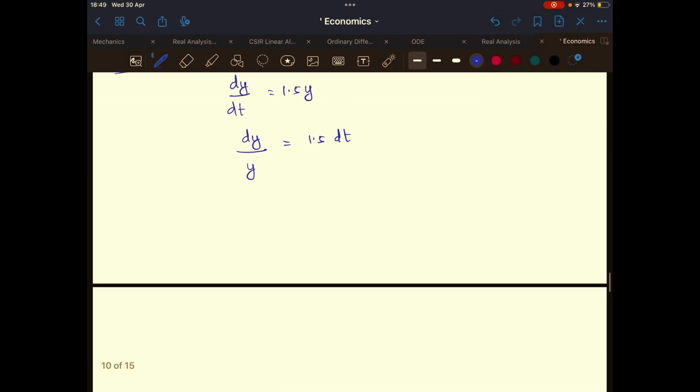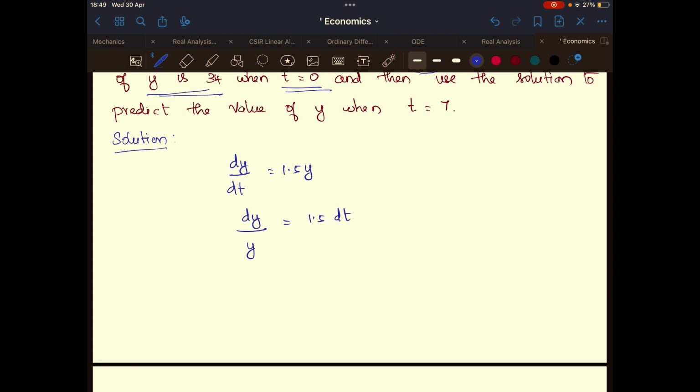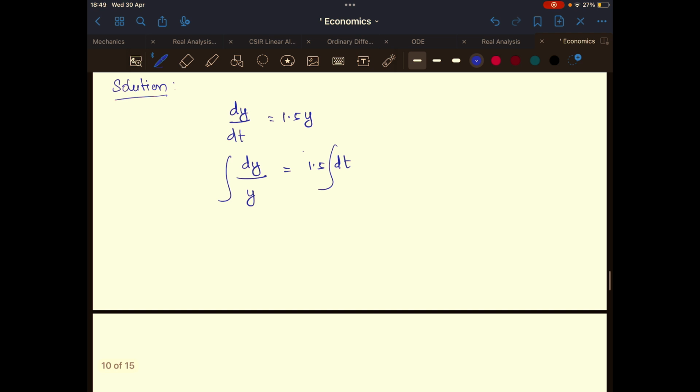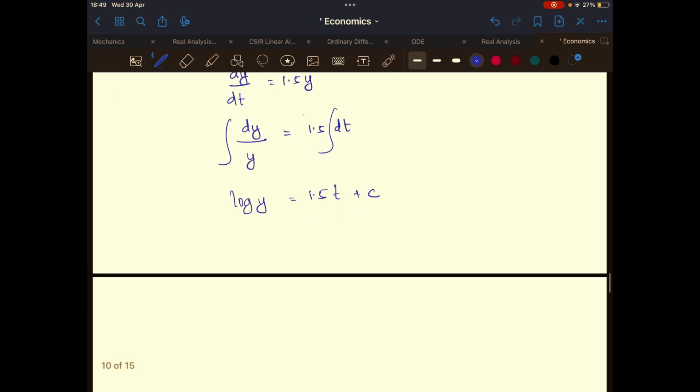Yeah, dy by y is equal to 1.5 dt. Now what I'm going to do is integrate it. The constant 1.5 I can take outside. What is the integral of dy by y? It is log y, which is equal to 1.5 times the integral of dt, which gives t plus, don't forget the c. Whenever you integrate you have to put the constant. So log y is equal to 1.5 t plus c.